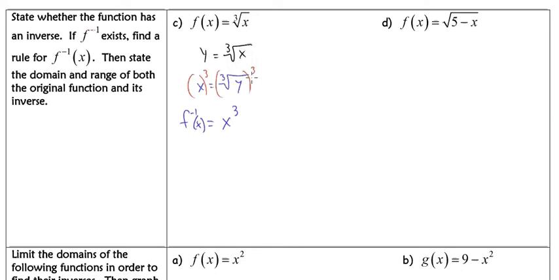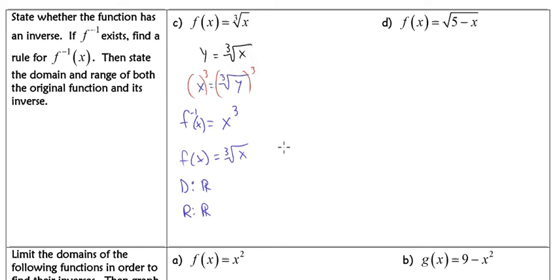And now state the domain and range of the original function and its inverse. Of the original function f of x, which again was the cube root of x, the domain is all real numbers, and the range is, again, all real numbers.